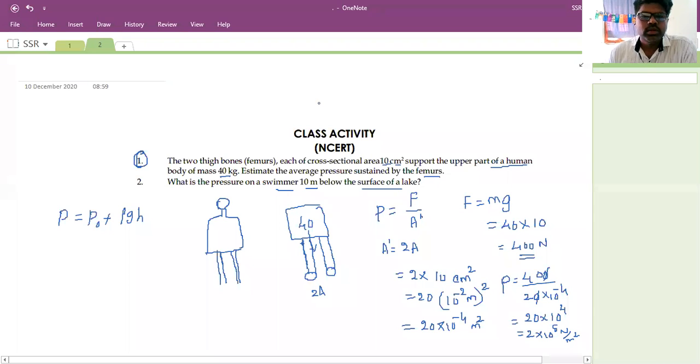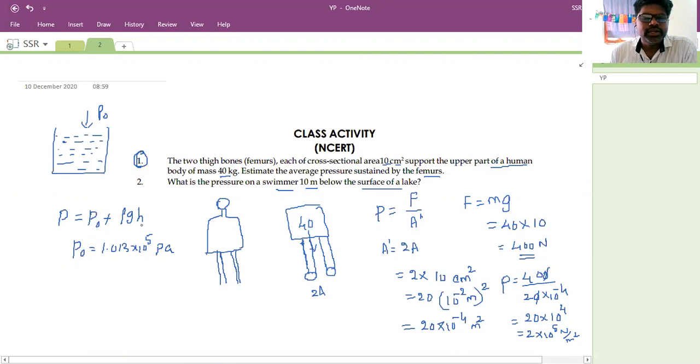Yes or no? What is P naught? Atmospheric pressure. P naught is equal to 1.013 into 10 power 5 pascals. Suppose you have a container like this. That means you can imagine the swimmer also inside the water, and outside the atmospheric pressure will be there, P naught. Then total pressure P is equal to P naught plus rho g h.